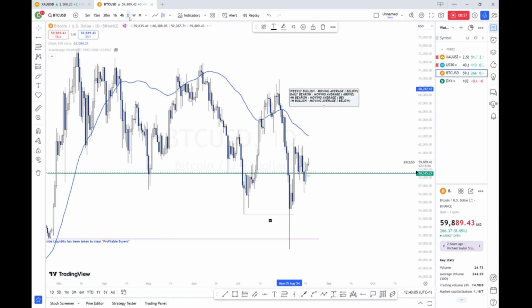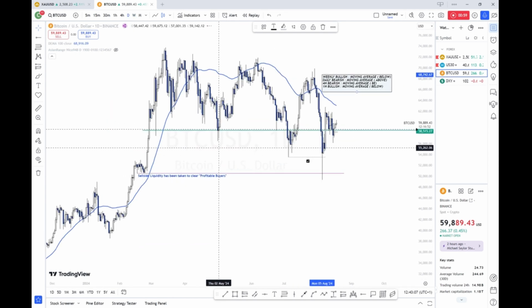So, daily time frame, you can see how price has been retesting this support turned resistance, resistance turned support. So this zone is valid. This zone is very strong.